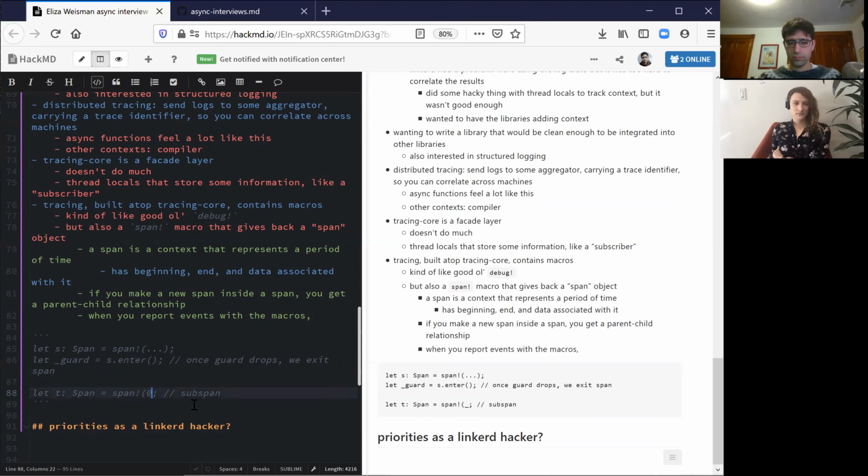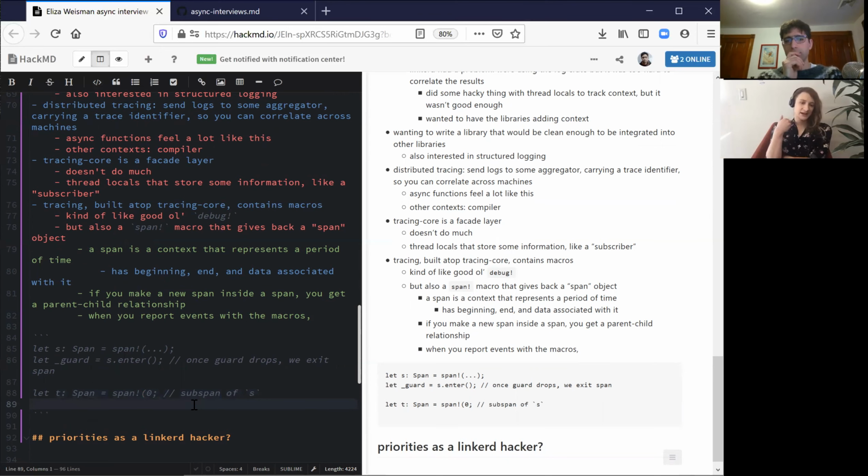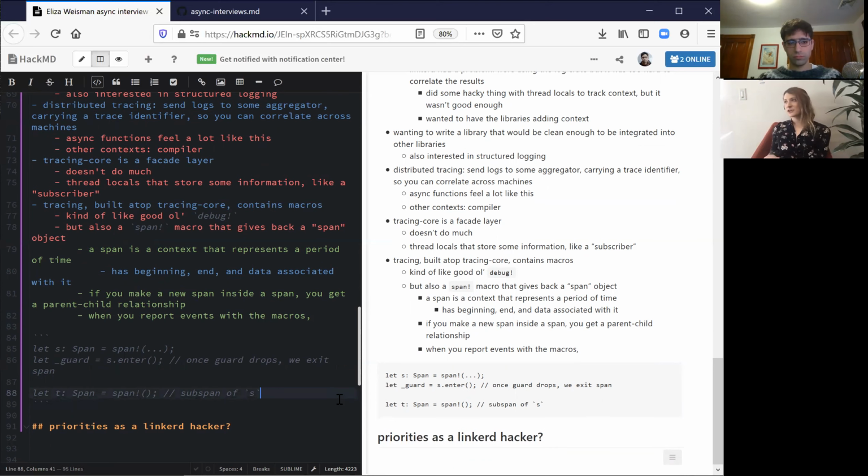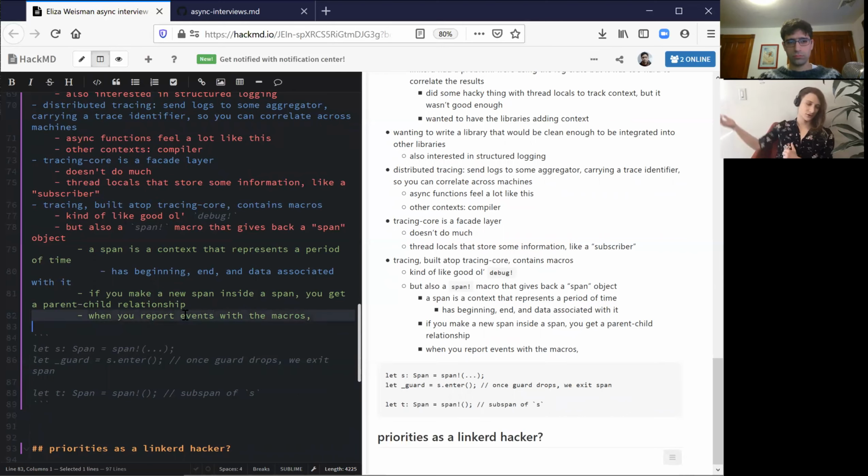Got it. You can also, if you have a span handle, explicitly say, I want this span to be the parent of some other span that I'm sending off to, who knows what. But all of these things, what they do is they call different methods on this thing that implements this subscriber trait. And the subscriber is sort of like the logger in the log crate, in that it's where you put all of the policy for what I want to do with this data.